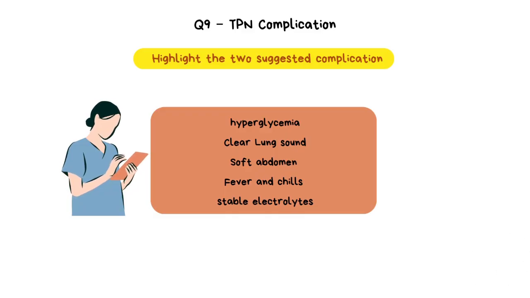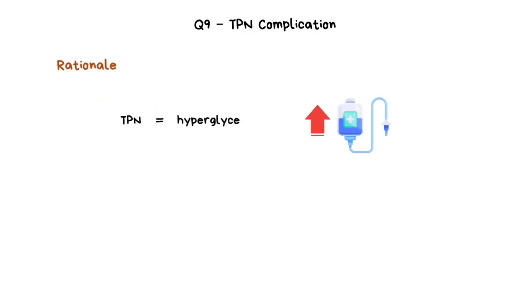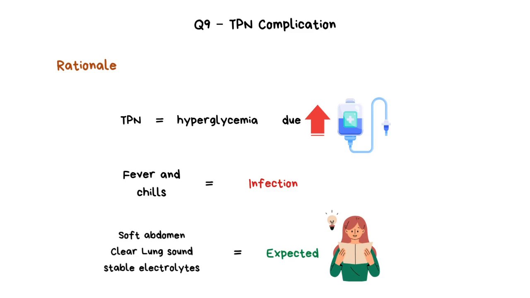The correct highlights are hyperglycemia and fever with chills. Rationale: TPN can cause hyperglycemia due to the high dextrose concentration. Fever and chills suggest a line infection. Clear lung sounds, a soft abdomen, and stable electrolytes are expected findings, not complications.